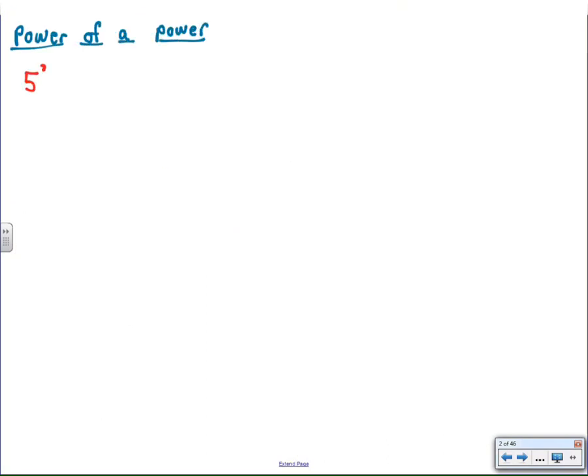Lastly, we have the power of a power. Power of a power is basically when you take 5 cubed and then you square it, or you take a number to a power and then take that to another power. It's important to recognize here that we shouldn't just dive right into looking at the shortcut. Rather, we should expand and see that 5 cubed squared is 5 cubed times 5 cubed.